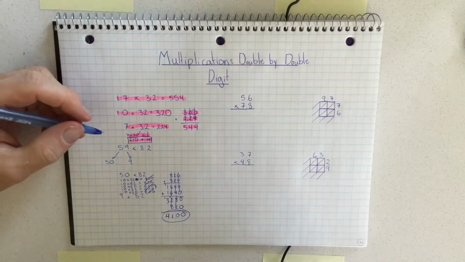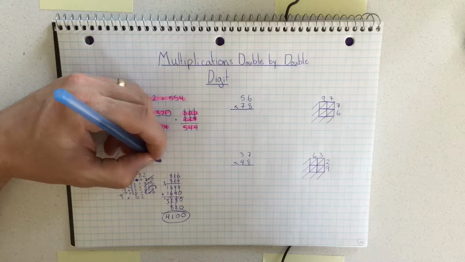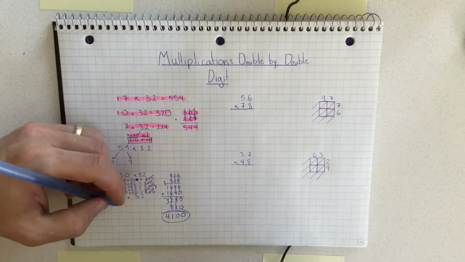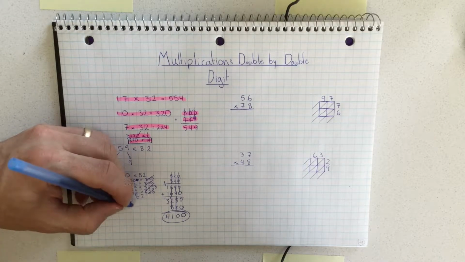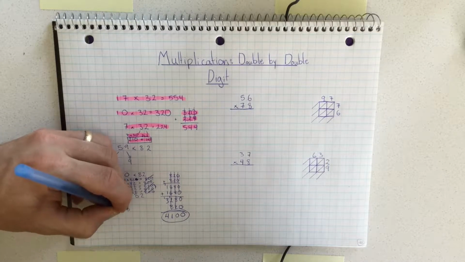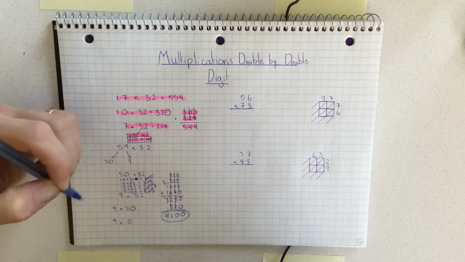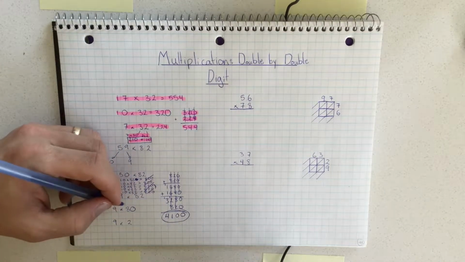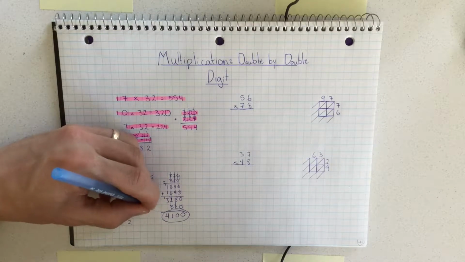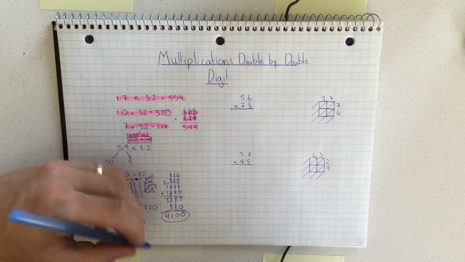So I know that 50 multiplied by 82 gets me 4,100. 9 multiplied by 82, well, I can break that 82 apart. Do 9 multiplied by 80, 9 multiplied by 2. Well, 9 multiplied by 8 is 72, and we're just increasing it by a factor of 10, so I have 720. And 18 added together.